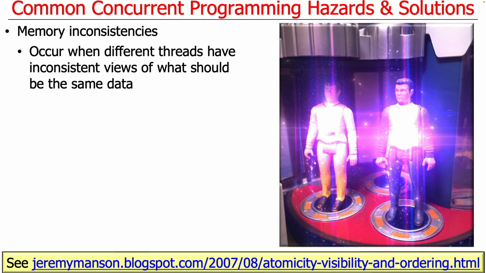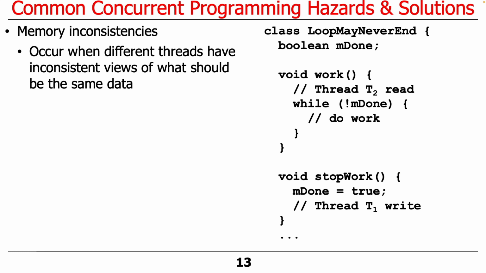Another problem is memory inconsistencies, and this can occur when different threads have inconsistent views of what should, in fact, be the same data. So again, think transporter beam if you're a Star Trek fan, think apparition, disapparition if you're a Harry Potter fan, or just follow along with the discussion if you don't like either of those examples of literature.